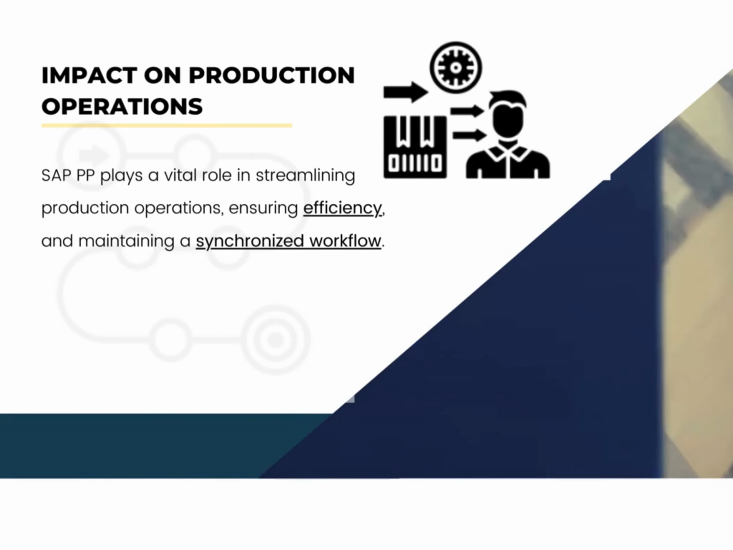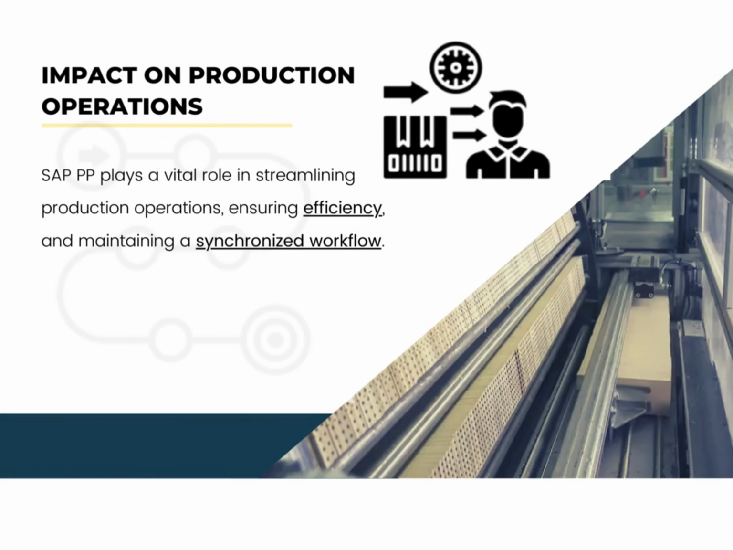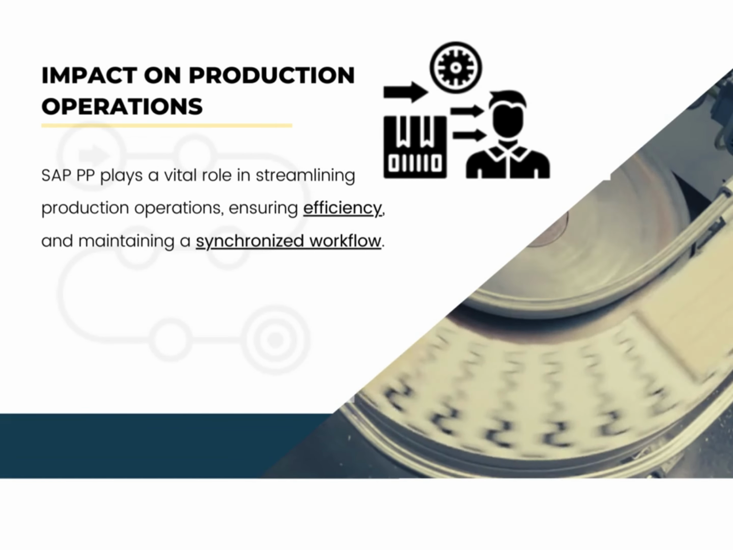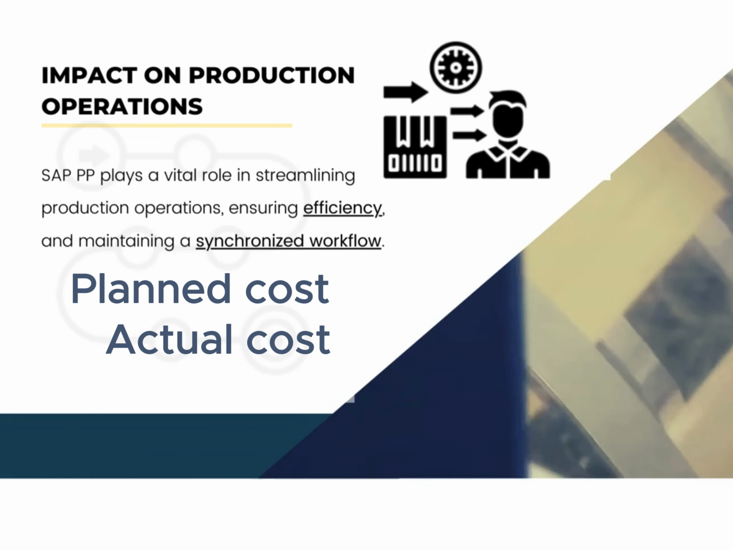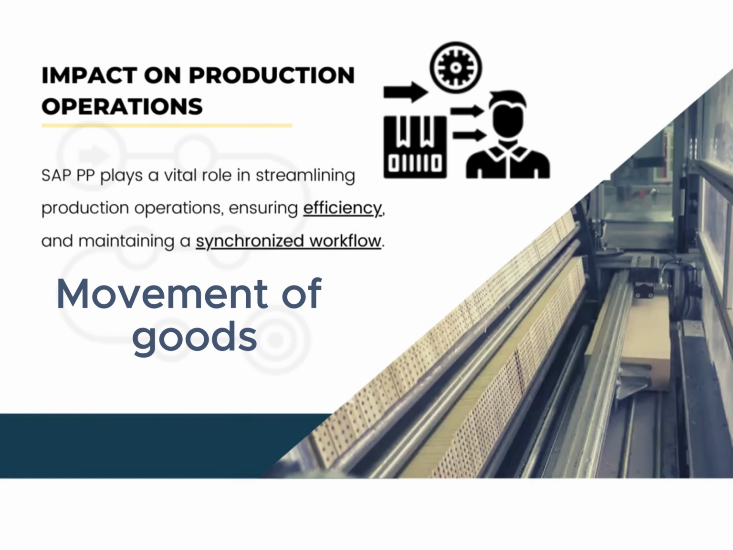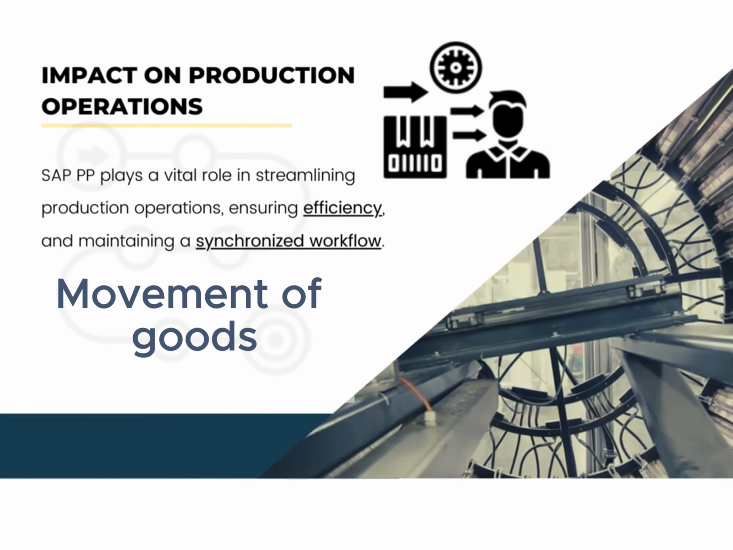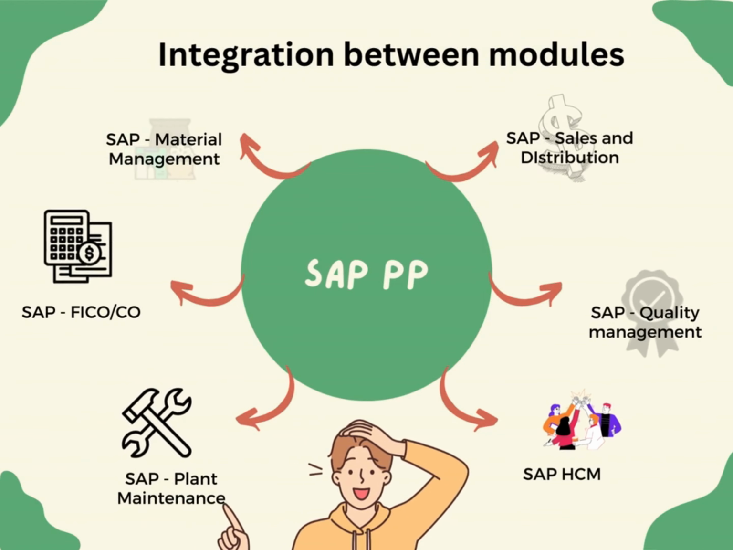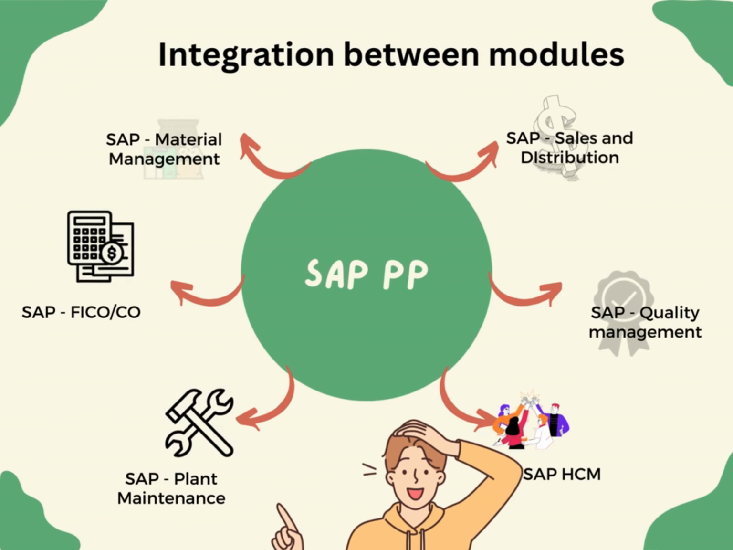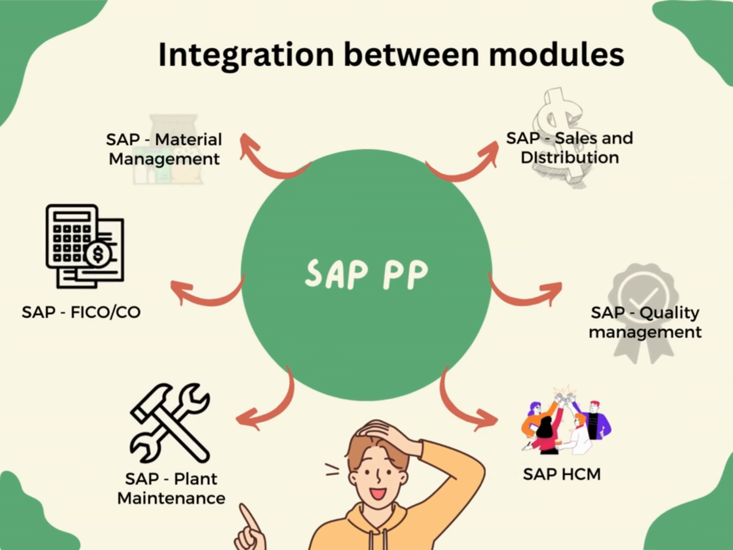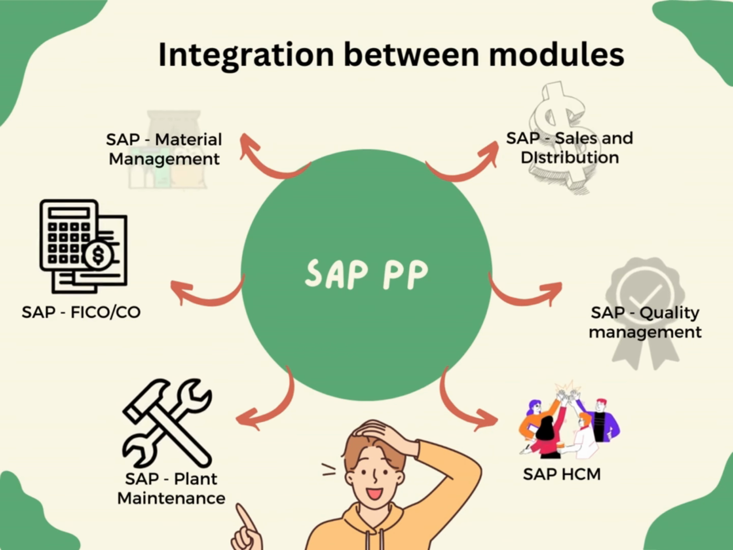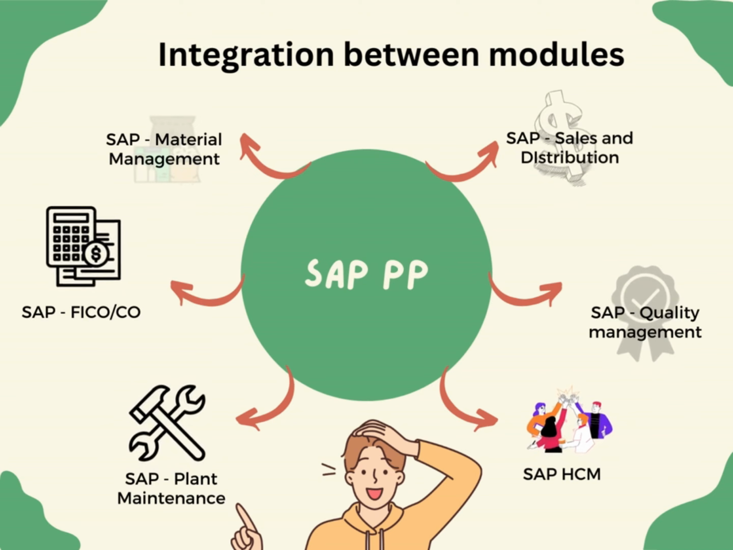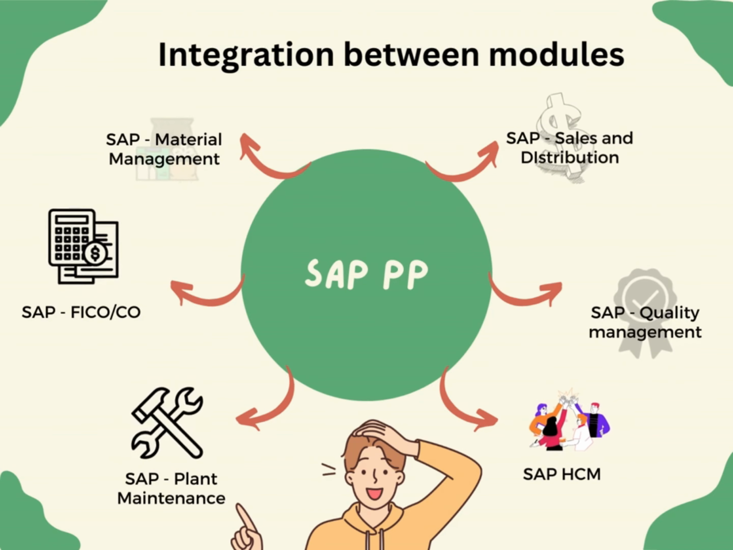In the production cycle, SAP PP is incredibly important because it monitors and logs the entire manufacturing process, covering both planned and actual costs. It also keeps a close eye on the movement of goods, tracking the transformation of raw materials into semi-finished products. What's noteworthy is that SAP PP seamlessly works alongside other SAP modules like SD, MM, QM, FICO, and PM or plant maintenance. This integration ensures a smooth flow of information and processes across different aspects of the business.